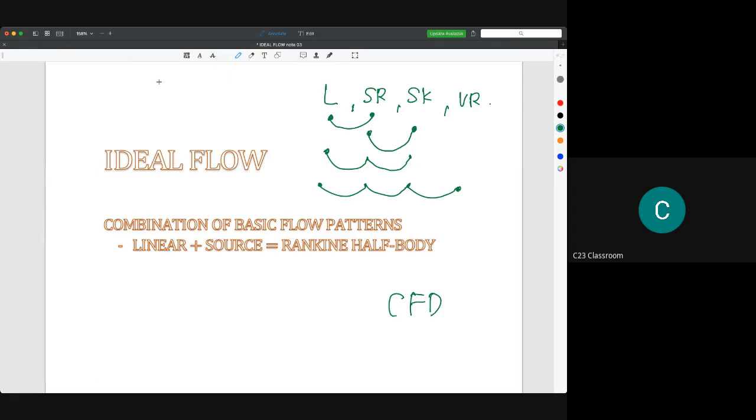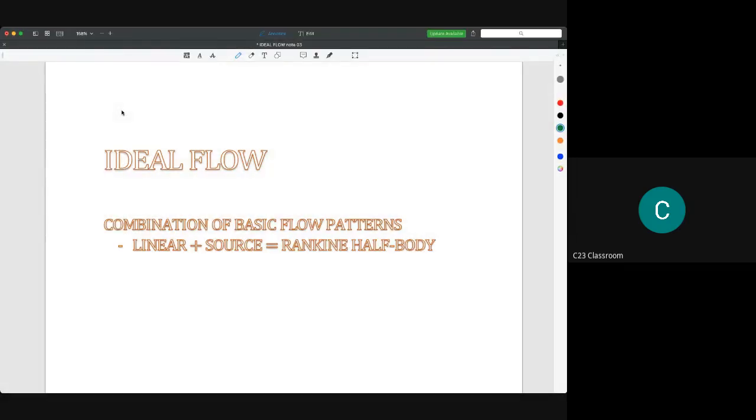Okay, first we go for the simple one. So we try to combine linear and source. And when we combine linear and source, we will have one phenomenon which is called a Rankine half body. So we will see about this. So this is the overall idea of these topics. So first we want to know what happens if we have linear and we merge it with source, and it will give us one shape, and we call that shape a Rankine half body.